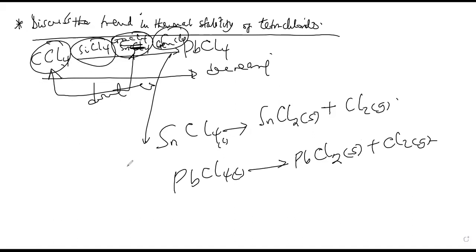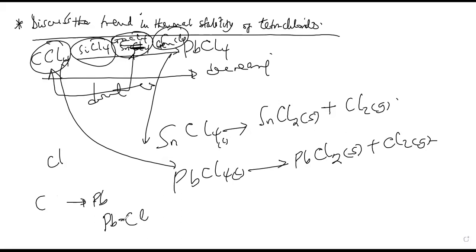This decrease in thermostability is because the size of these cations increases from carbon four ion to lead four ion. So what does it mean? When the cationic size increases from carbon four ion to lead four ion, it means that the element-chlorine bond length, like the lead-chlorine bond and the silicon-chlorine bond, increases. When the bond length increases, it means that its strength decreases.